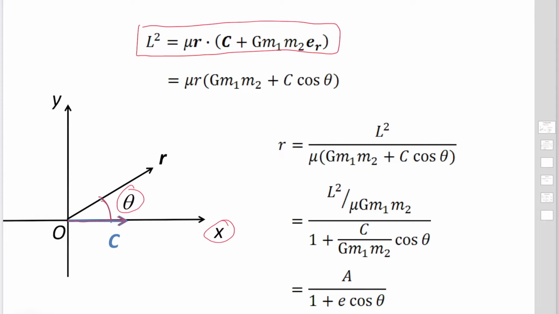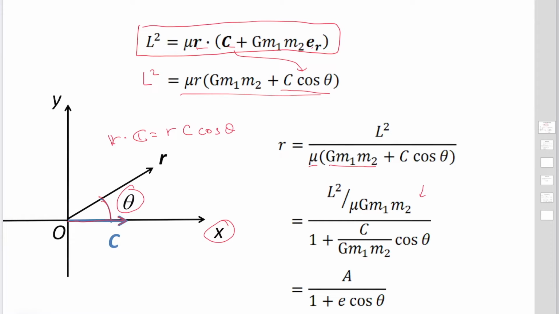Then r dot C becomes rC cosine theta. Okay, scalar product. So this becomes here. R dot C is here. And the r unit vector becomes just r. So we have a second term. This is equal to L squared. Then r can be expressed as L squared over mu G m sub 1 m sub 2 plus C cosine theta. If you divide by mu G m sub 1 m sub 2, you can move to the next line.